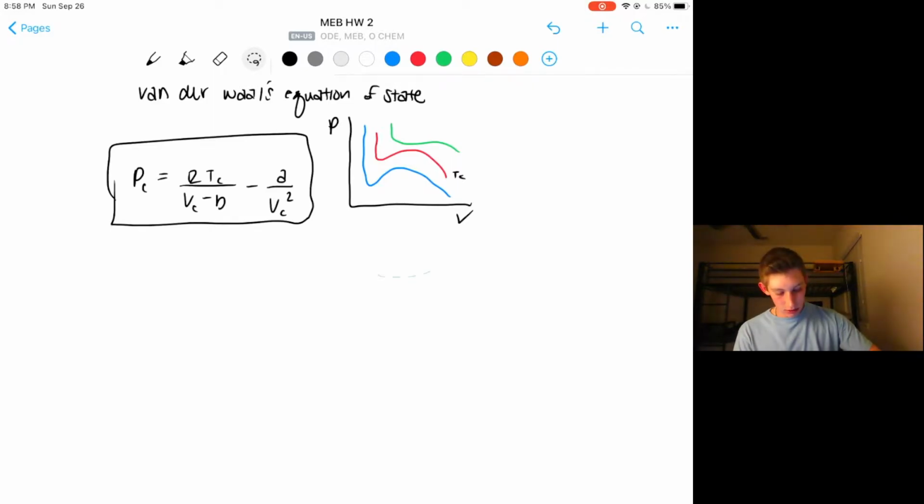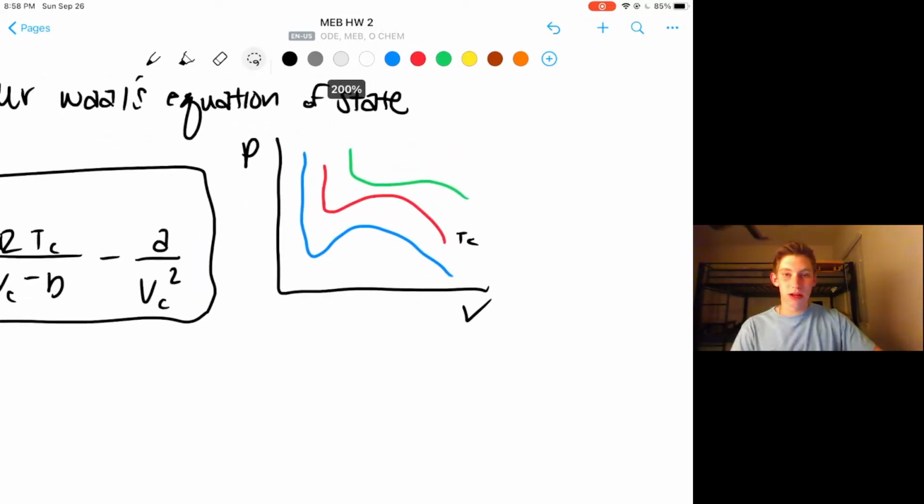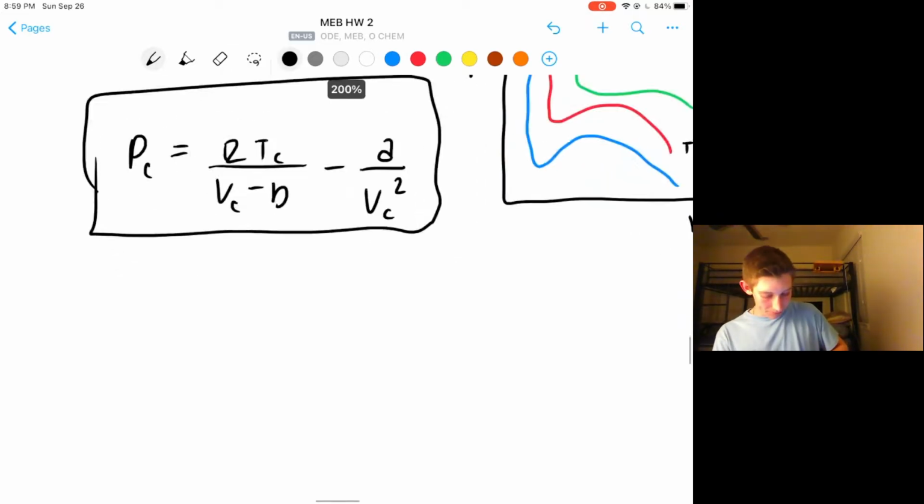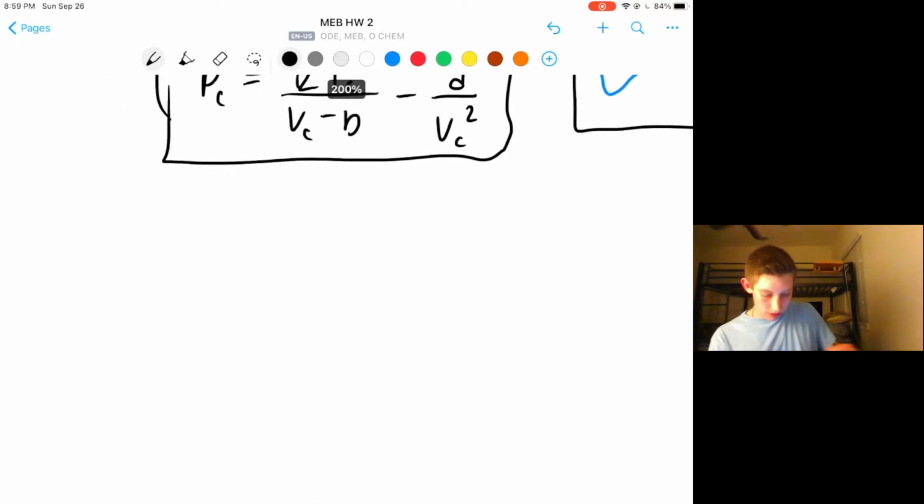Right here, this is what a plot looks like of pressure versus volume for different temperatures, and we're sort of interested in the critical temperature because of this inflection point. Because of that, we know that the first and second derivatives equal 0, so that will help us find what our A and B parameters are. So we can start by taking the derivative of this equation with respect to volume.